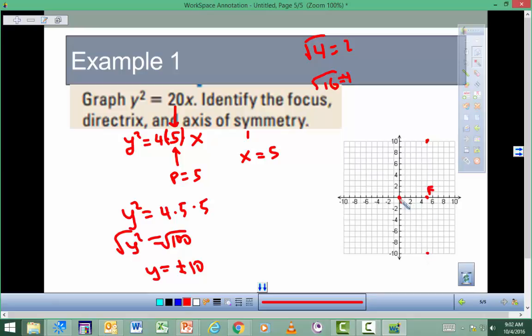And so now I know this parabola goes out like this and passes through that point, and goes that way and passes through this point going this way. Okay? And once again, there is an axis of symmetry that goes through this way.